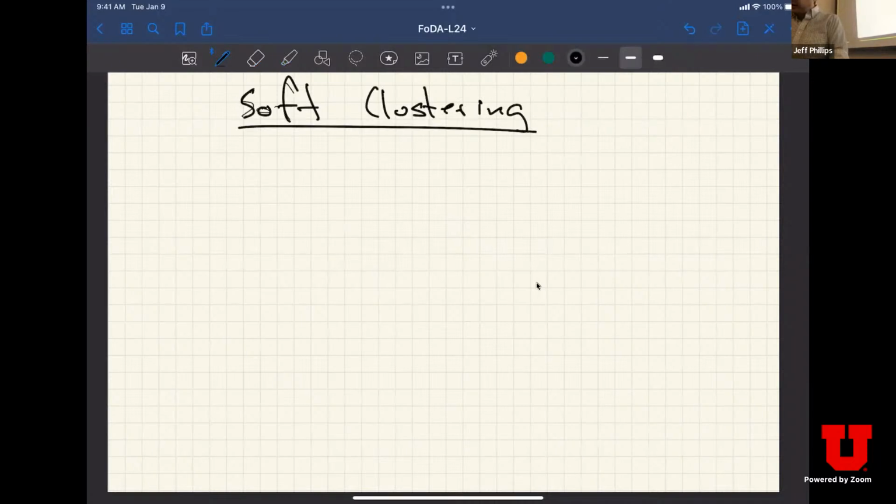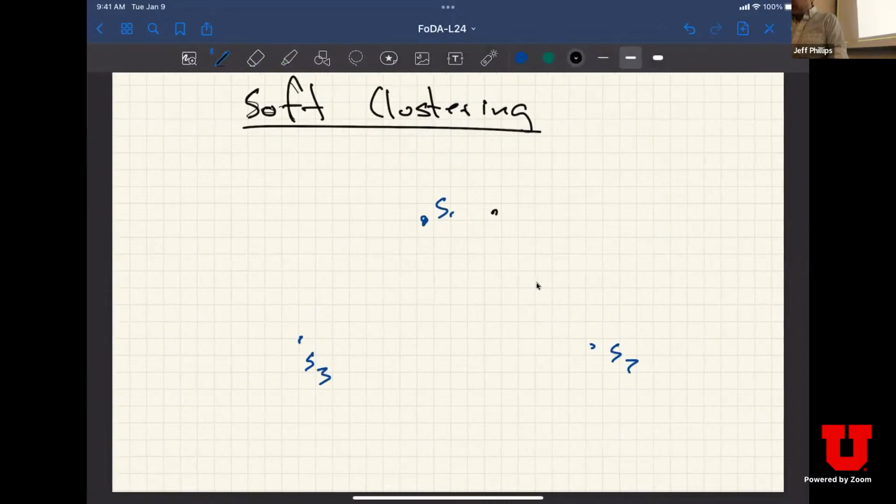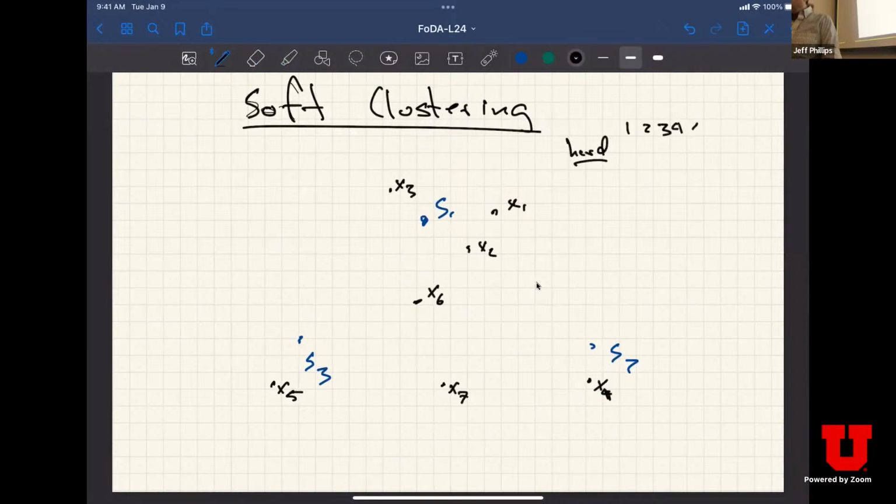So let's draw a picture here with 3 sites, S1, S2, S3, and I'm going to draw some points here, not too many points, x1, x2, x3, say x4, x5, x6, and maybe x7. Okay, so in the hard version of this, the points are going to be indexed 1 through 7. And the way I would think about this is that there are clusters 1, 2, and 3. And I'm basically going to assign them exactly to one cluster.